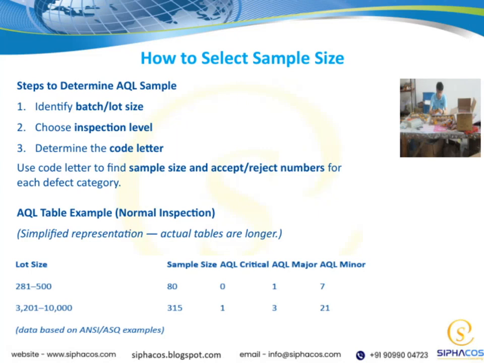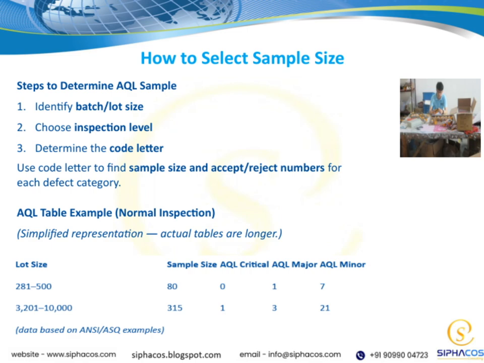All right, now let's talk about how to select the right sample size for your inspection. The first step is to identify the batch or lot size. Knowing how big your batch is helps determine the appropriate sampling plan. Next, you choose the inspection level, which can vary depending on how critical the product is or the level of inspection you want to perform. Once you've selected the inspection level, you'll determine the code letter. This code letter is essential because it links to specific sample sizes and acceptance or rejection numbers. Using this code letter, you can look up in the AQL table the exact sample size and the maximum number of defects allowed for each defect category.